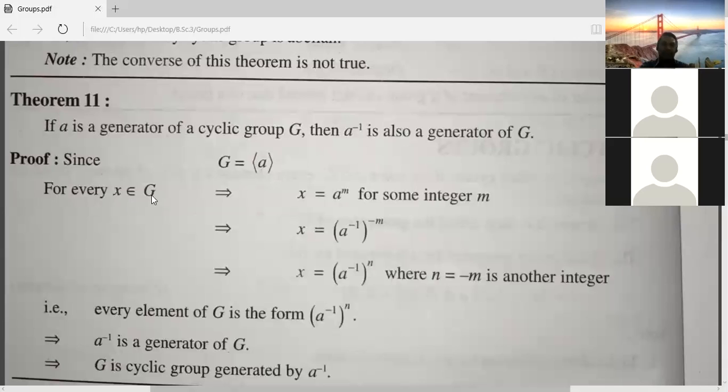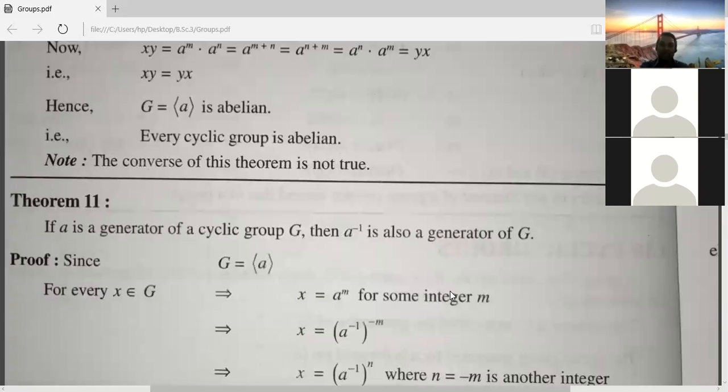You are taking an element of G, that is x belongs to G. x can be expressed as a to the power m. Now m is an integer, so the same element you can express as a power of a inverse, because you can write a to the power m as a inverse to the power minus m, since a to the power m to the power n you can write as a to the power mn. By using that fact, you can write a inverse to the power minus m. Now minus m is some integer. That means you can write a inverse to the power n, where n equals minus m. Minus m is another integer.